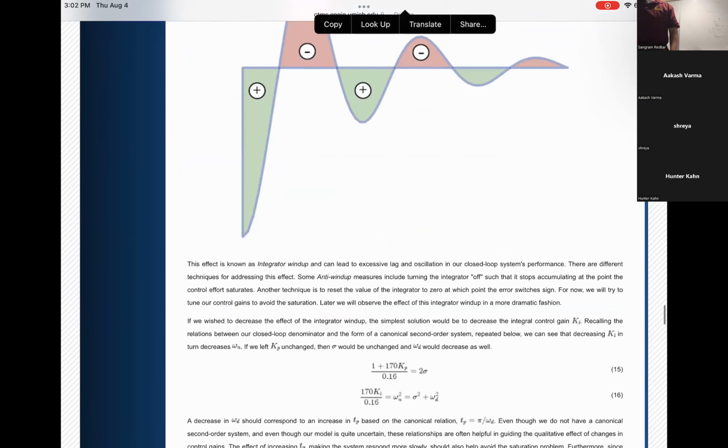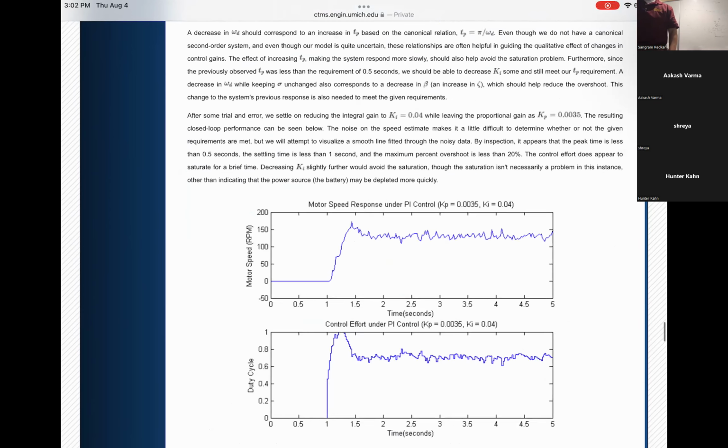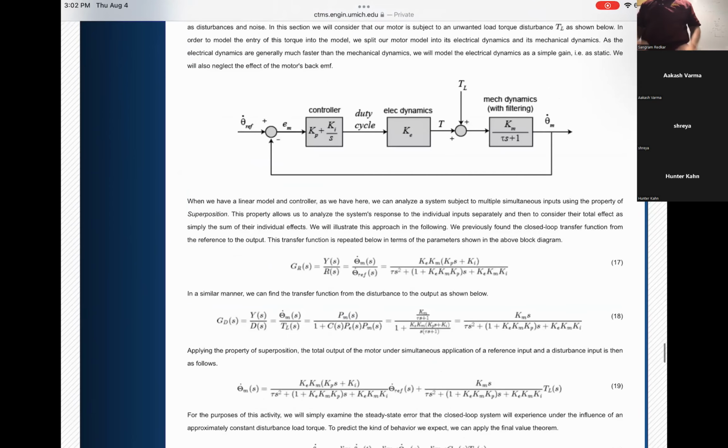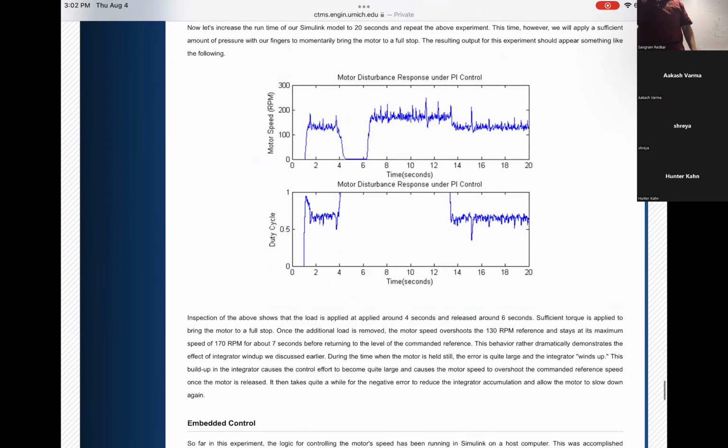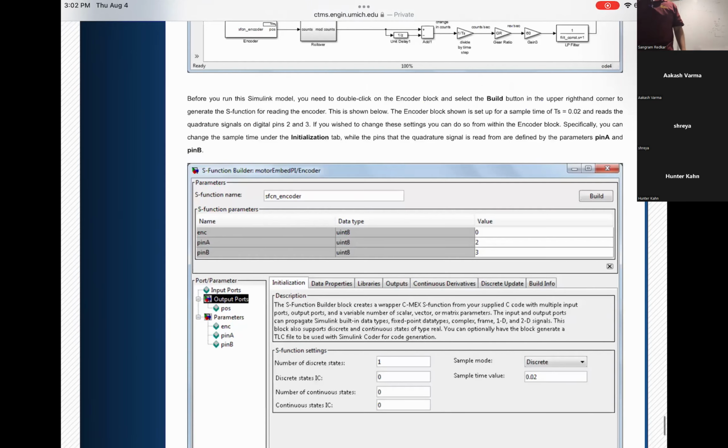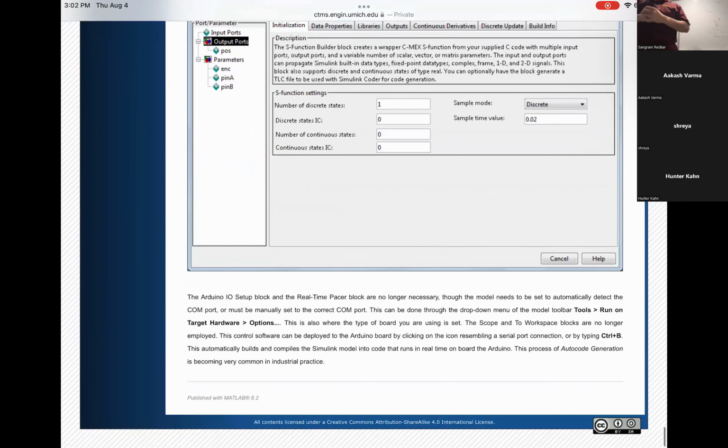So you can see that integral windup, and then finally, you want to implement disturbance rejection. In other words, you will increase the gain margin and the phase margin using your controller so that the external disturbances can be reduced. Then you can program the microcontroller, just like we did with TC Lab: flash the program to the microcontroller, and then it will actually do the embedded control.